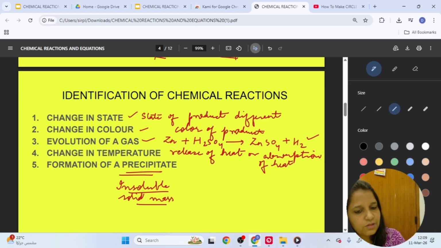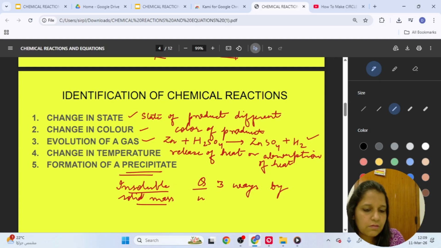So the question which comes in boards: write three ways by which you can identify a chemical reaction.